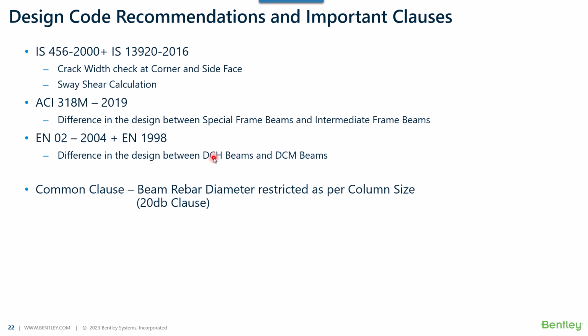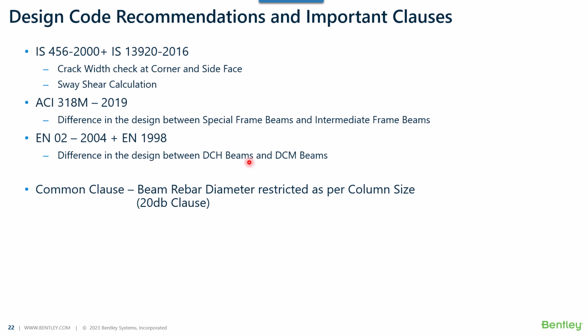In the second part of this session, we will have more of the technical discussion on the design aspect of the beam and different clauses that are being followed and different checks that are being performed in RCDC for designing of a beam. To start with, we will look into the crack width check, which is specially available to be performed for a corner location as well as for the side face for the IS 456. And we will also look into the sway shear calculation that has been performed as per IS 13920 2016.